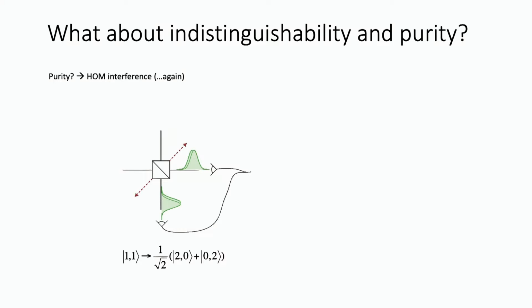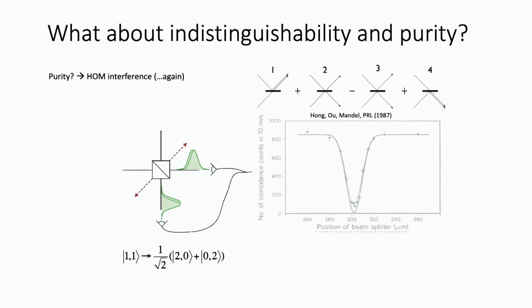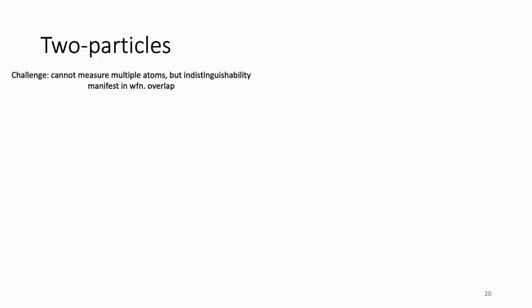So this is the famous example of a dip in the coincidence counts. And this arises due to a path interference phenomenon between the likelihood for both photons to be transmitted and both to be reflected. This is the Hong-Ou-Mandel dip signal, which arises for the particular position of the beam splitter where the photons are perfectly overlapped.